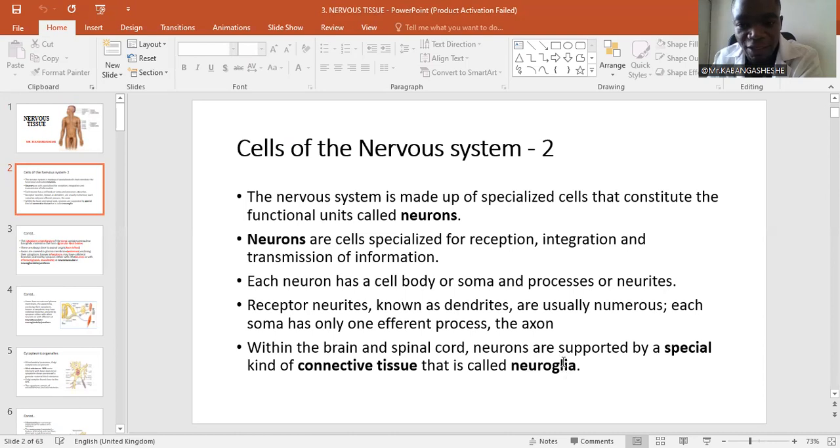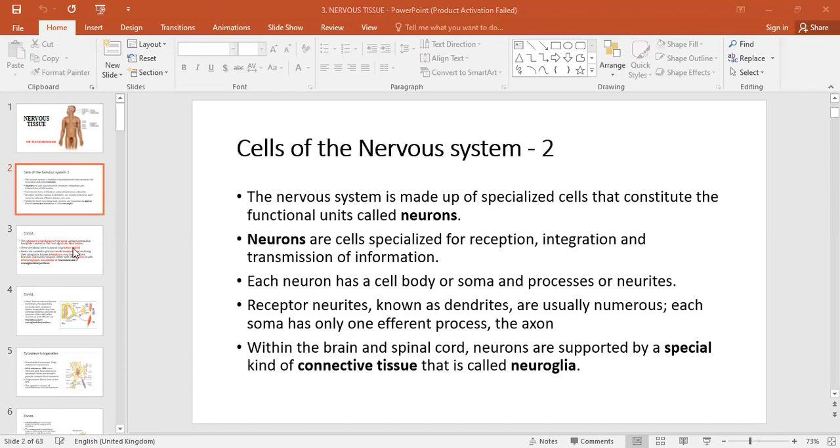Now, neuroglial cells do not conduct impulses, so they are not involved in electrical impulses. Rather, these cells act as connective tissue of the nervous tissue. Okay. And we said connective tissue performs mainly two functions in the body, that is physical support as well as metabolic support. And we will see that these neuroglial cells will be able to achieve both of those functions of connective tissue, that is physical as well as chemical or rather metabolic support.